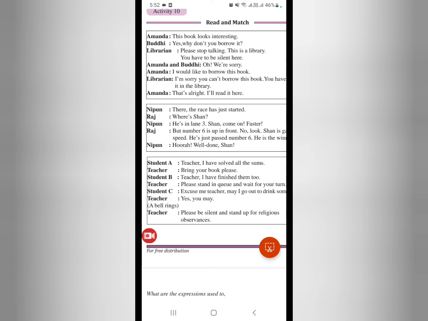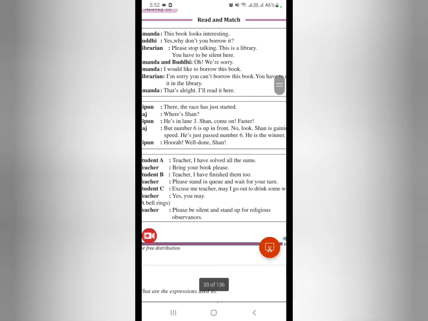Like the teacher is replying. Then the bell rings. Bell rings means ting ting like that. When the period finishes, the bell will ring. Like that they had given it in the bracket. Then the bell rings. Then the teacher is replying, please be silent and stand up for religious observances.